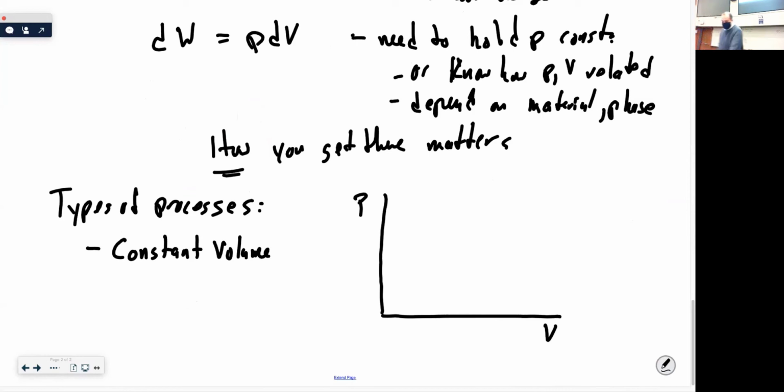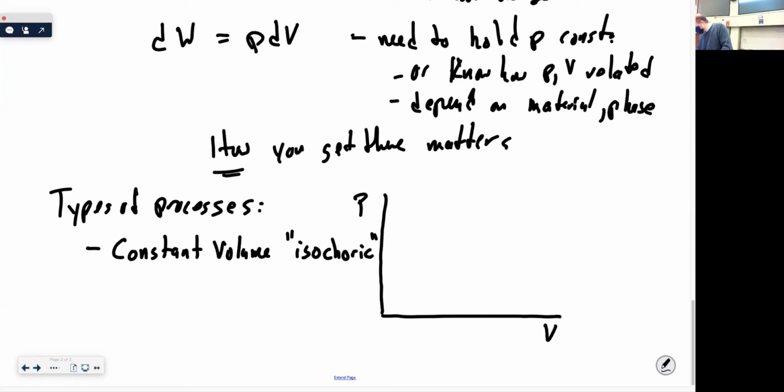There's a name for a process where the volume doesn't change. Anybody know what it is? Isochoric, that's exactly right. Iso meaning the same, choric meaning, I guess, volume. I don't know. I don't speak Latin. It's probably Latin.